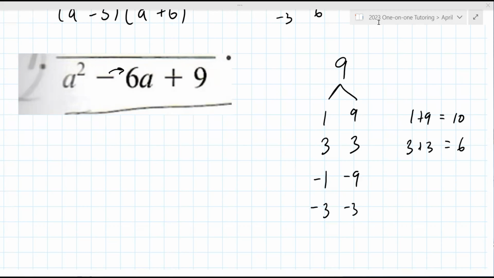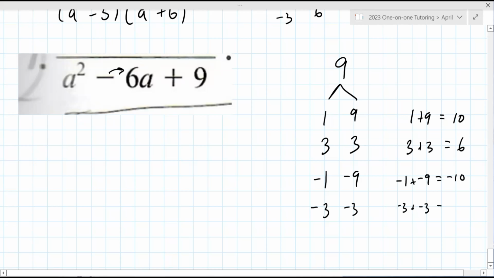No. Negative 1 plus negative 9 is negative 10. Negative 3 plus negative 3 is negative 6. Notice when they're two positives, you get a positive; two negatives, you get a negative. Why would negative 3 plus negative 3 equal negative 6? I thought two negatives equal positive. When they multiply, they get a positive. So this is the multiplication column, and this is the sum or addition column.